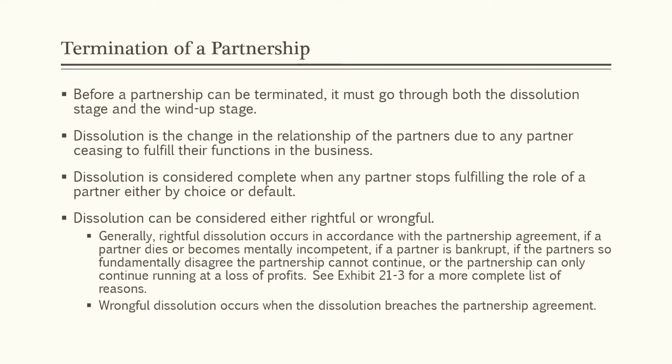Rightful dissolution also occurs if a partner dies or becomes mentally incompetent, if a partner is bankrupt, if the partners so fundamentally disagree that the partnership cannot continue, or the partnership can only continue running at a loss of profits. Exhibit 21-3 has a complete list of the reasons for rightful termination of a partnership. Wrongful dissolution occurs when the dissolution breaches the partnership agreement.